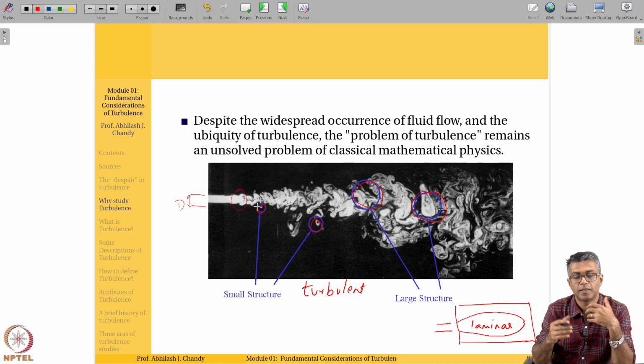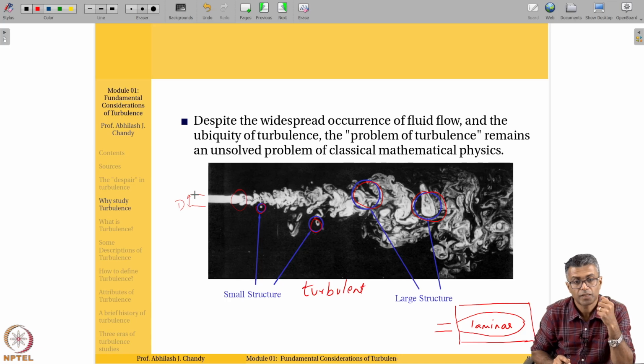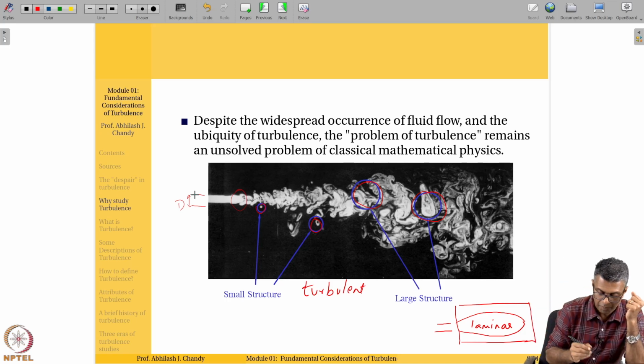So typically the largest structure will be of the order of the diameter of the jet, d. And the smallest structure could be as small as a few thousandths of the largest scale. So we are talking about, for example, if the d is, say, 1 centimeter.